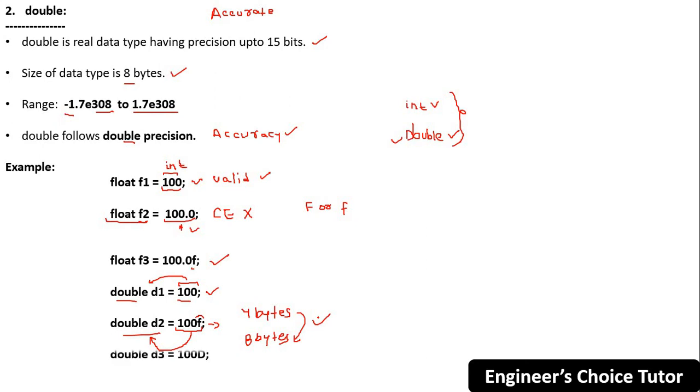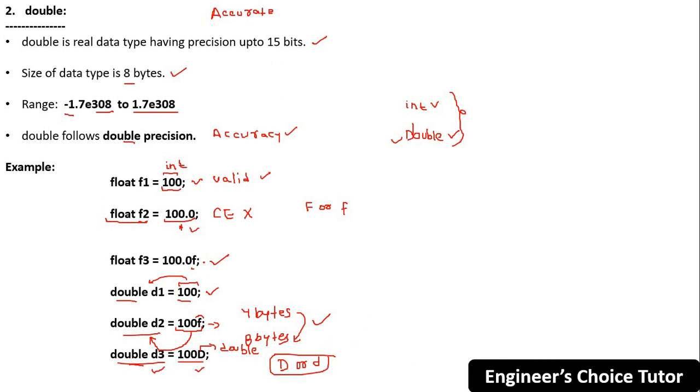Now the next, double d3 is equal to 100D. D specifies what type? Double type. Small d or capital D, you can use either. So this is also perfectly valid. I can assign the double type of value in a double type of variable, right?